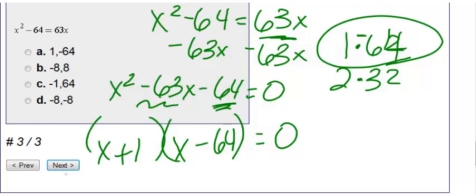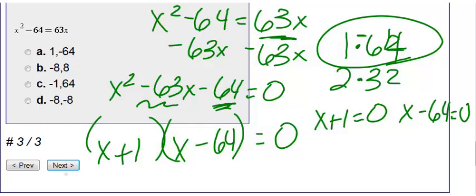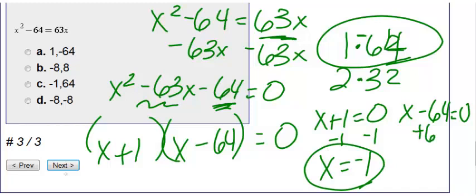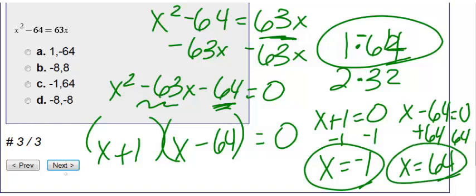Okay, but I'm not done because I'm solving. So now I need to set each of these equal to 0. X plus 1 equals 0, and x minus 64 equals 0. And we solve. So we need to subtract 1 here. Therefore, we get x equals negative 1. We need to add 64 here. Therefore, we get x equals positive 64. So negative 1 and 64 are our answers.